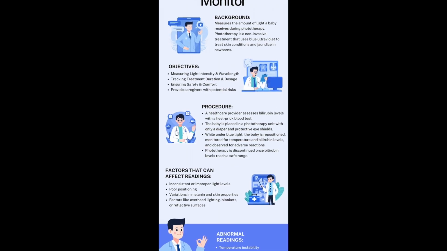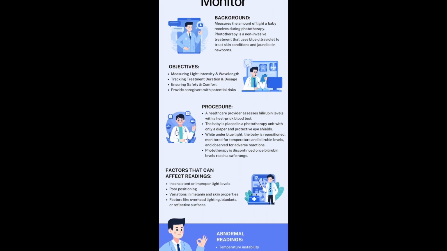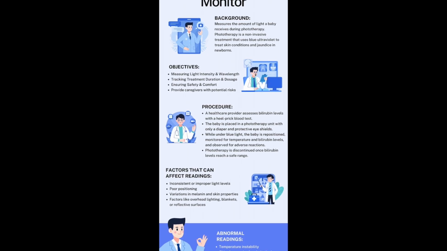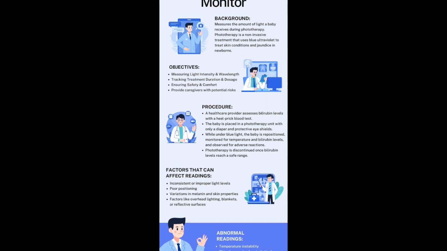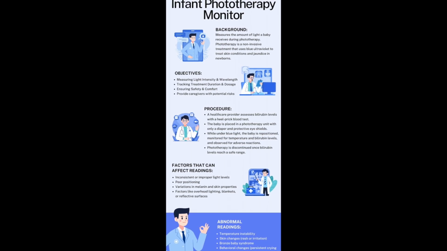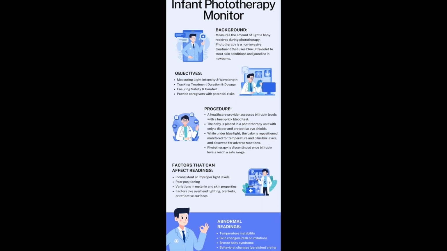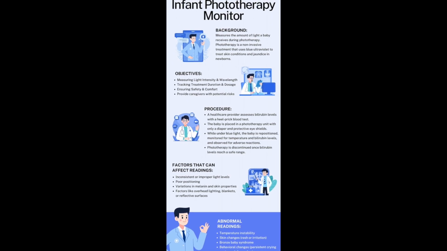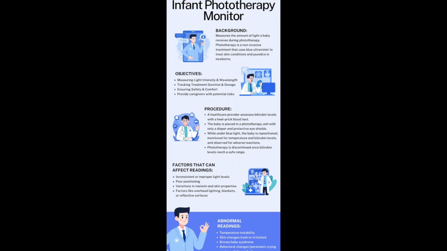The infant phototherapy monitor, also known as light treatment, measures the amount of light a baby receives during phototherapy. Phototherapy is a non-invasive treatment that uses blue ultraviolet light to treat skin conditions and jaundice in newborns. Jaundice is the medical term for a yellow-tinged coloring of the skin, or mucous membranes, such as the thin inner lining of the eyes and mouth.